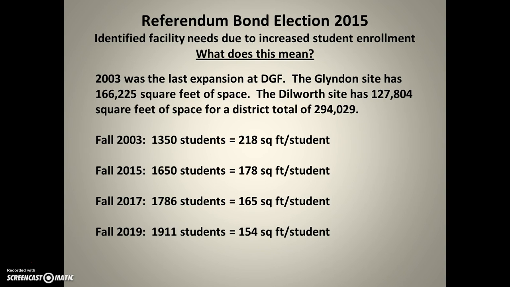2002, 2003 were the last times that our buildings were expanded. 2002 was at the Dilworth site, and by fall of 2003, the Glendon Felton site was completed for the expansion. You'll notice that at that time, and that's what's given us, we're now at 294,000 square feet between the two sites.